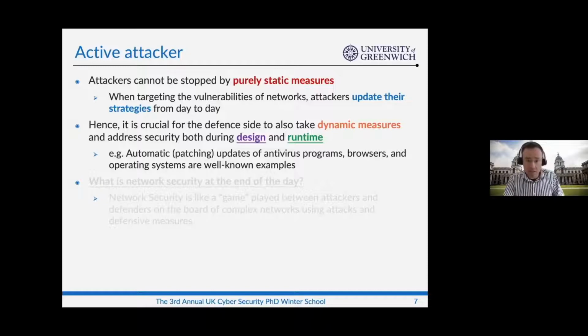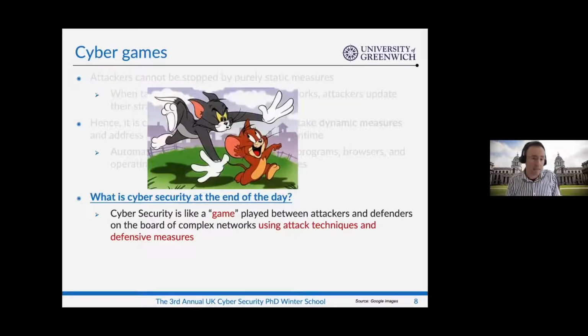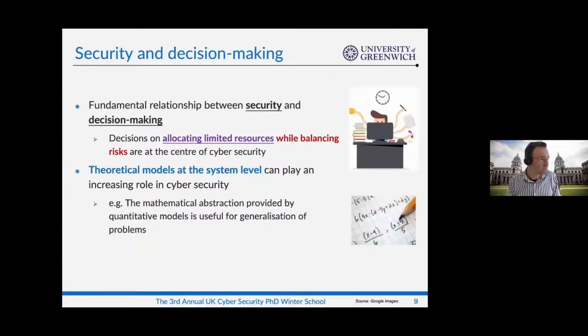So the attacker changes, the defender has to change, and it starts looking as a game between the attacker, who changed, and it's not obviously one attacker, it's the entire threat landscape, and the defender, who actually can be in very different positions depending on the organization. They may be very knowledgeable, may have a great budget to invest, or the situation could be exactly the opposite, and they're in need of support. So there is a fundamental relationship between security and decision making.